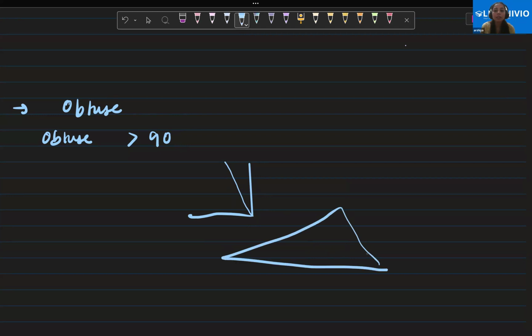If you draw it like this, they look the same, but what an obtuse angled triangle means is one of the angles will be greater than 90 degrees. It will be better if you use a protractor to understand it. So one of the angles will be, let's say, 170, and then you can join the remaining two. So something like this.